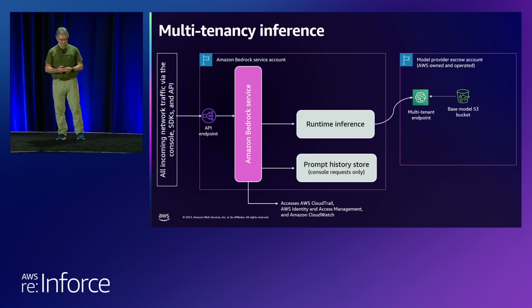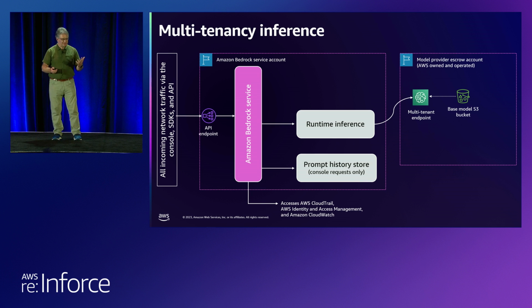IAM's in play, encryption's in play, and nothing gets stored in the escrow account to record what happened. None of the model vendors can access the account anyway to actually look at the data that doesn't exist. None of that data will get used by any vendor to train anything else. Again, we're going to keep repeating this.